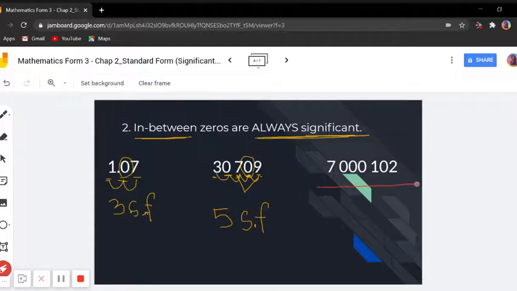Alright, let's take a look at the third example, 7000102. There are 3 zeros here, but these 3 zeros are located in the middle of 7 and 1. 7 and 1 are non-zero numbers, so these 3 zeros will be considered significant. And this 0 is located in the middle of 1 and 2. 1 and 2 are also non-zero numbers, so this 0 also will be considered significant. How many significant numbers are here? Let's count together: 1, 2, 3, 4, 5, 6, and 7. There are 7 significant figures.